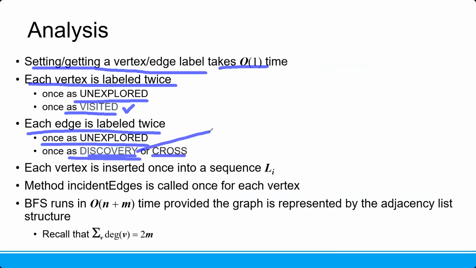Discovery means it is an edge where the opposite node has not been visited. The cross edge means it is an edge where the opposite node has been visited.